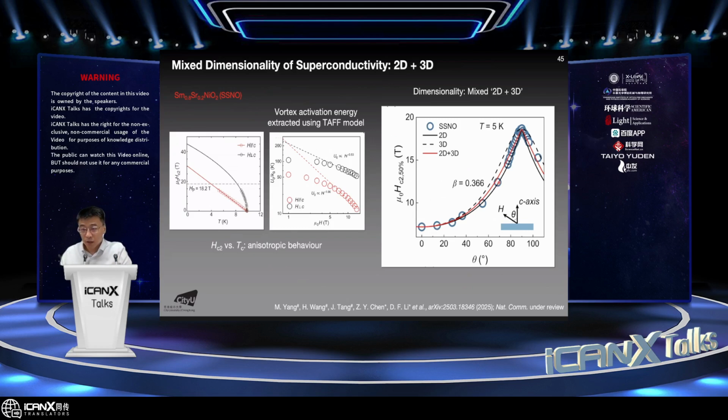Okay, and we have a well-established formula to capture these behaviors in terms of their dimensionality. To put everything in short, as you can see, the behavior can only be captured by considering both a 2D scenario as well as a 3D scenario. Of course, this is at a constant temperature, at a low temperature, well below the superconducting transition.